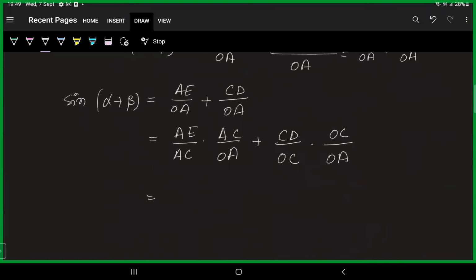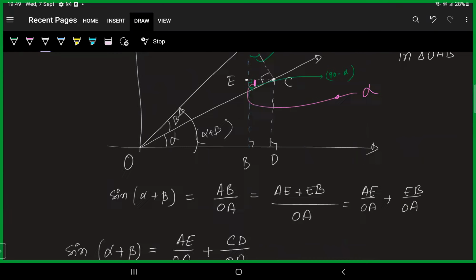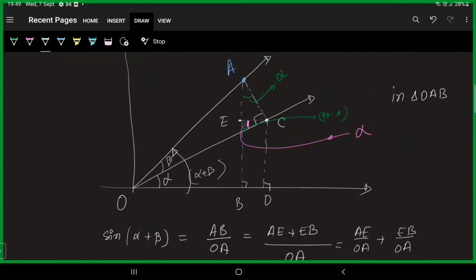AE upon AC is what? Let me check again. AE upon AC. What is this? Yeah, this is 90 degree, no? This one is 90 degree. So this is 90 degree, and this is the opposite angle. So we said AE upon AC, so this will be cos. You're not getting it. Okay.